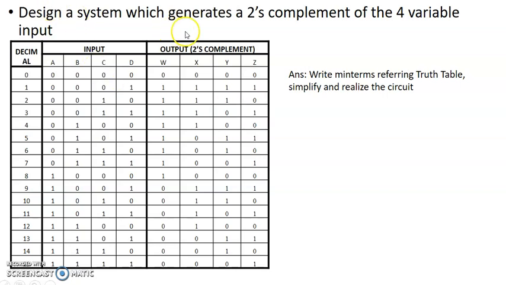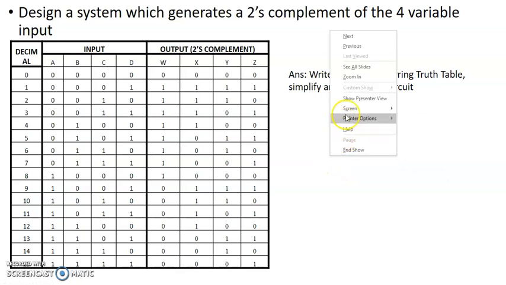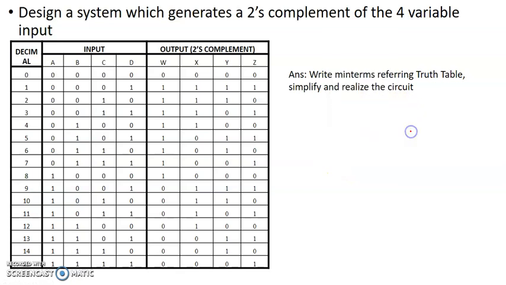Dear students, in this video, we'll discuss how to design or generate a 2's complement of the 4 variable input. So now you need to know what a 2's complement is. 1's complement is to revert the input. If you have 1, write 0 in place of that. If you have 0, write 1 in place of that. So negation of the number is the 1's complement.